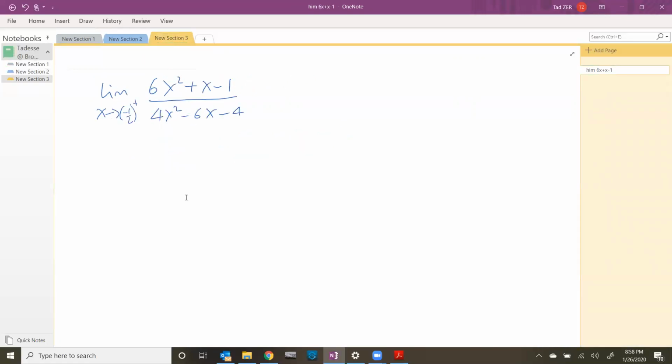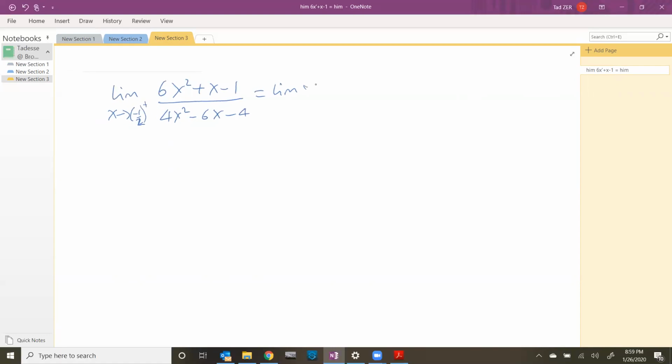Now in this case, we have the same kind of rational function. It says, what is the limit of 6x squared plus x minus 1 divided by 4x squared minus 6x minus 4 as x approaches negative half from the right side. So what you need to do is factor, if possible, the numerator and denominator, and see if you have any common factor. So how do you factor 6x squared plus x minus 1?